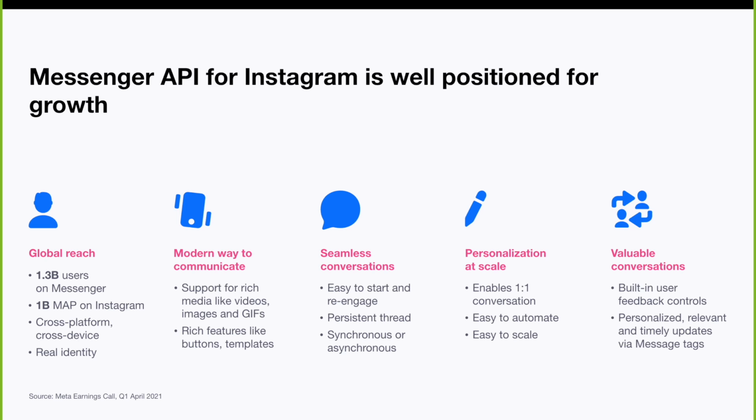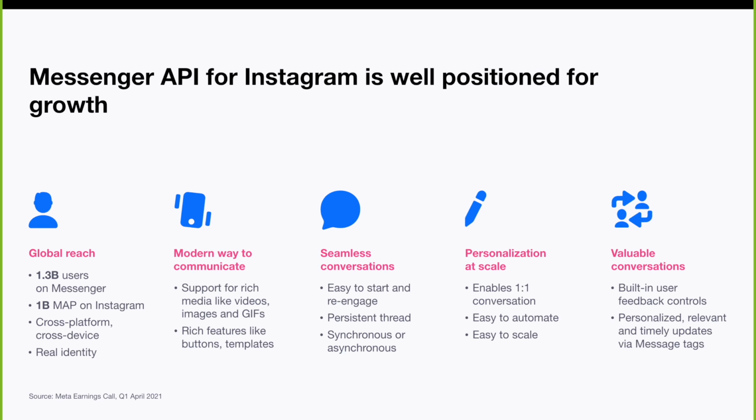Leveraging Instagram to run your business is a great strategy. With more than 1 billion monthly active people on the platform, it's where the users are already spending time. It has the advantage of representing real identities without the concerns of sharing personal details like phone numbers that customers may have when starting out their interactions with a business.